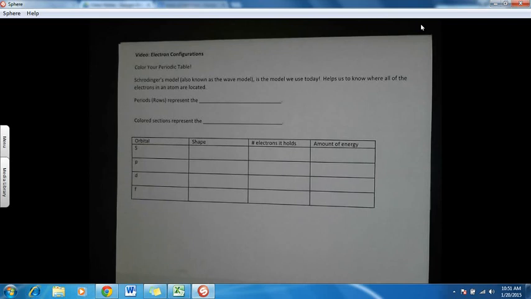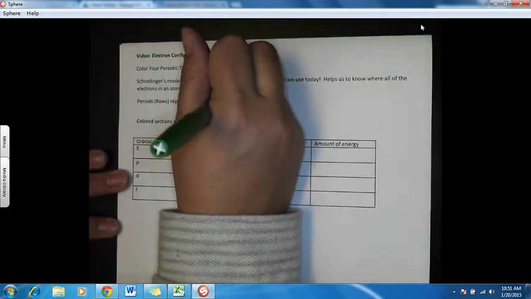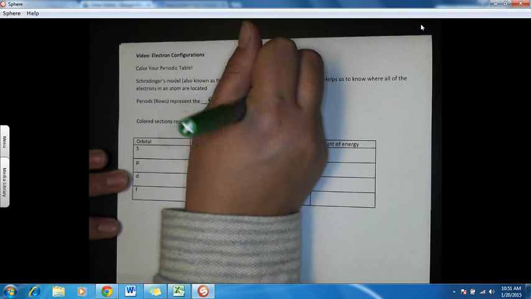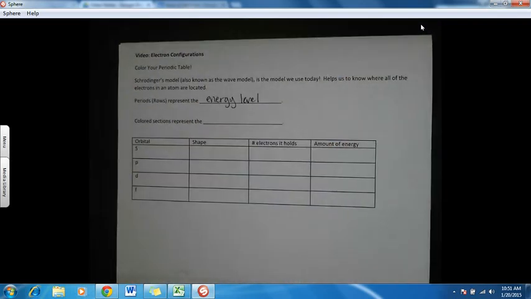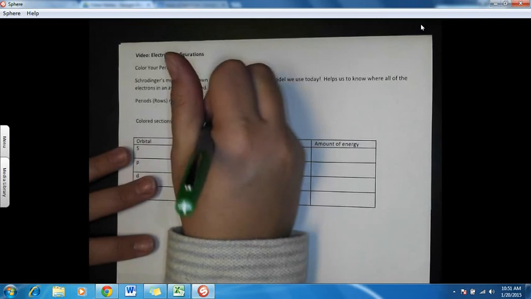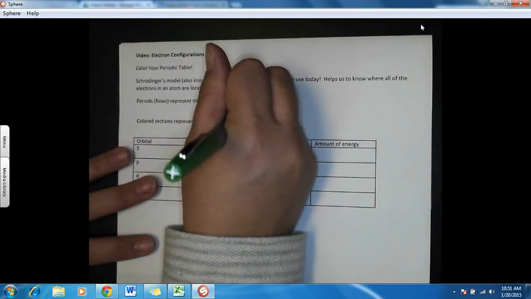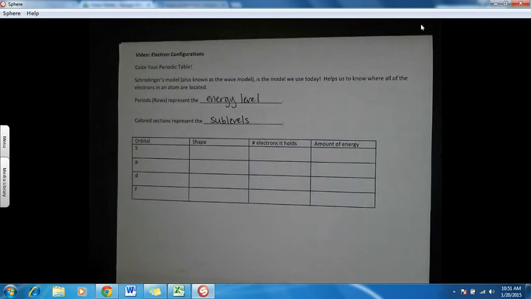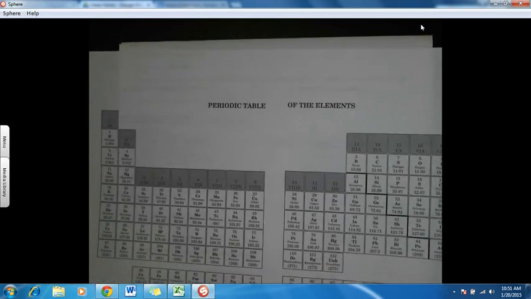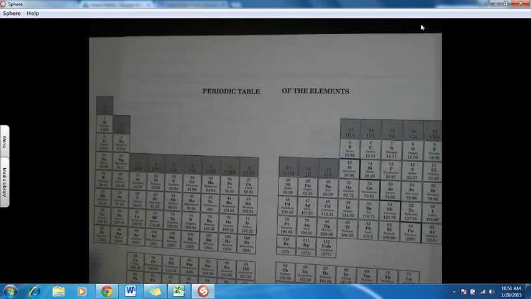And we get this information from the periodic table. So if we recall, the periods are our rows, and they represent the energy level. Now that's the same as the Bohr model. And then we're going to color in the sections that are going to represent the sublevels. Schrodinger's model takes energy levels and breaks them up into sublevels, and then also further into orbitals. So let's look at a periodic table and see where these different sections are located.